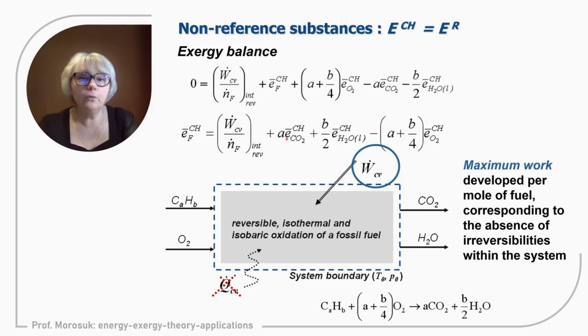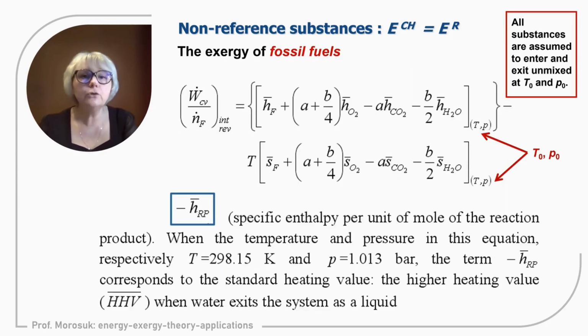So we can write one more time the exergy balance for the ideal reaction process, and from this equation we can calculate chemical exergy of the fuel. So using such a model, we can calculate chemical exergy of any fuel. Now we need to proceed to calculate the value of work. CV means control volume, so it is an open system.